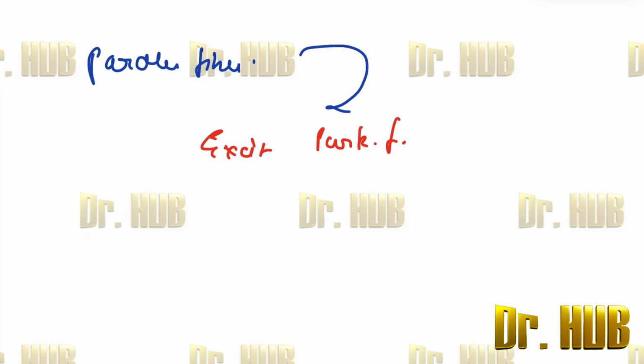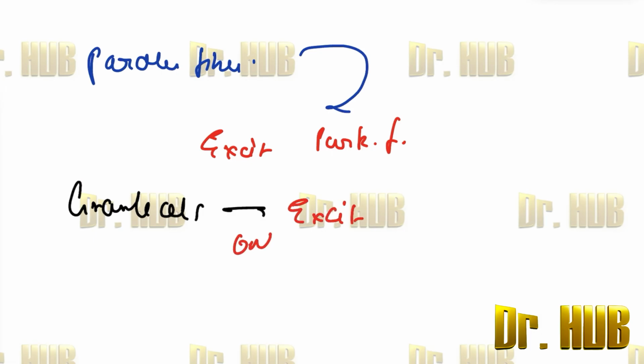The granule cells are the only excitatory neurons seen in the cerebral cortex.